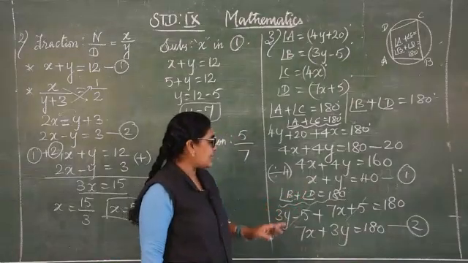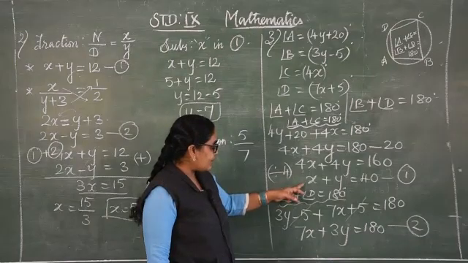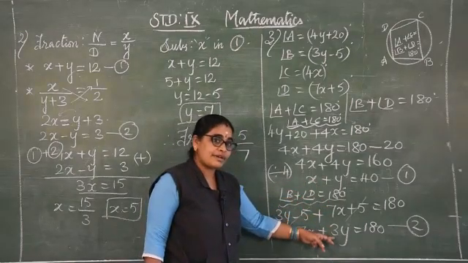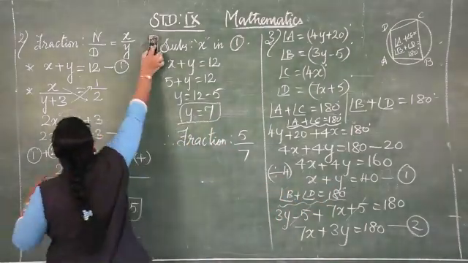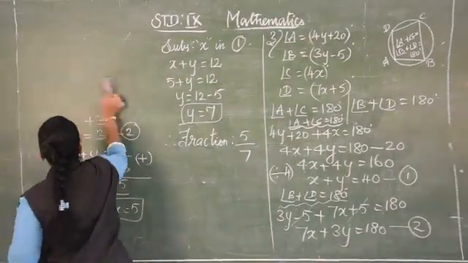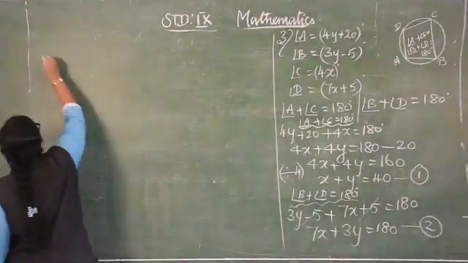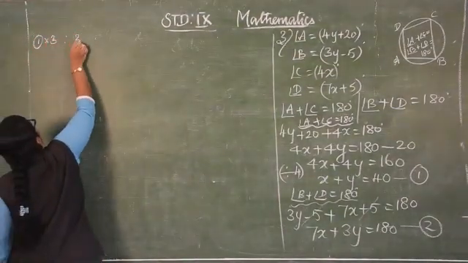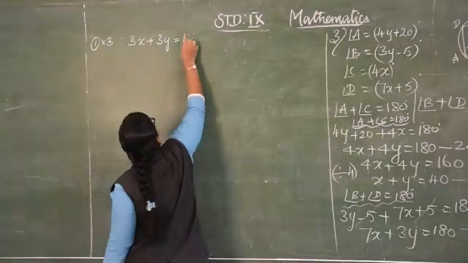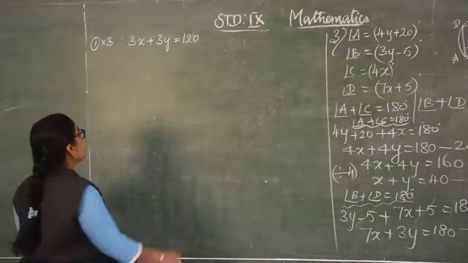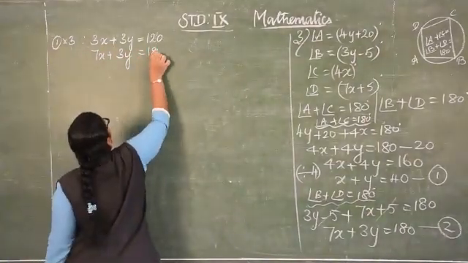Now compare your first equation and second equation. No coefficients are same, but we can go for elimination method. So shall we eliminate y first, by multiplying the first equation by 3. So first equation into 3, what will you get? 3x plus 3y is equal to 3 fours are 12, 120. And your second equation, 7x plus 3y is equal to 180 degrees.